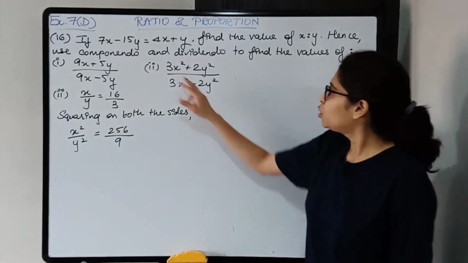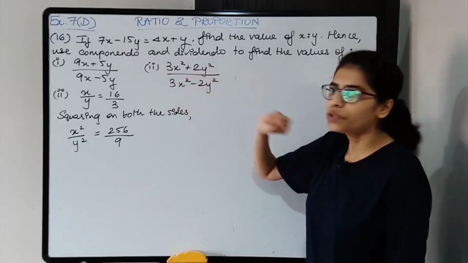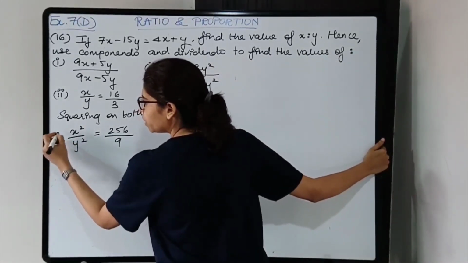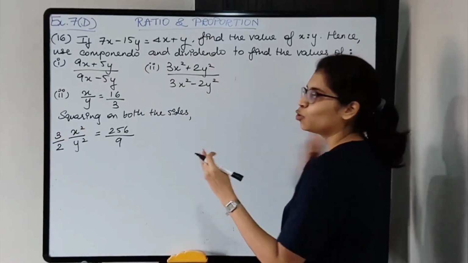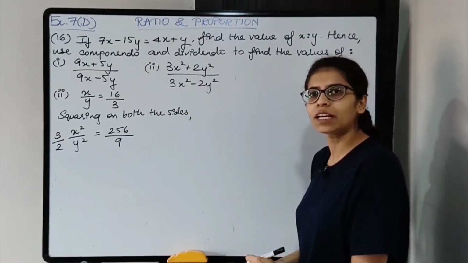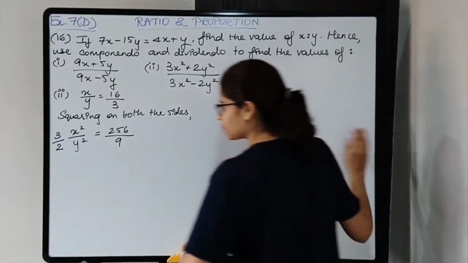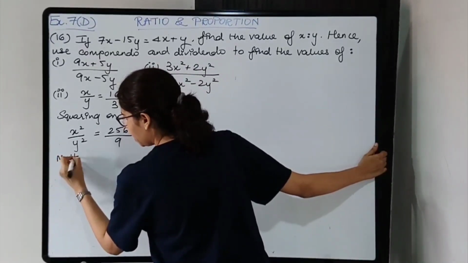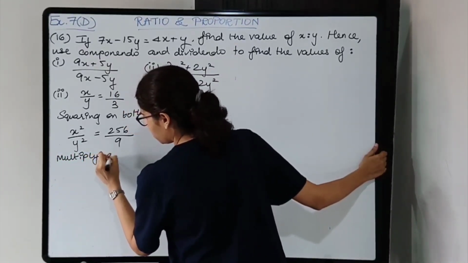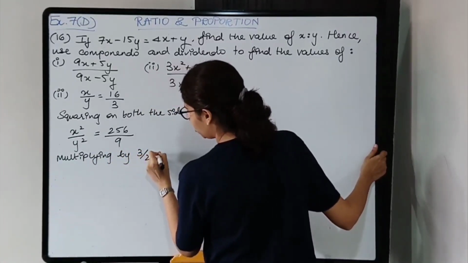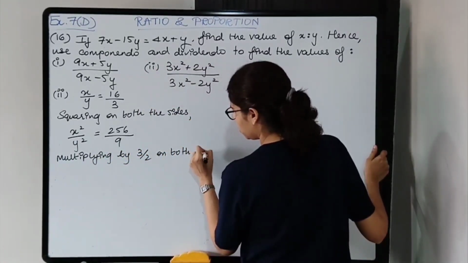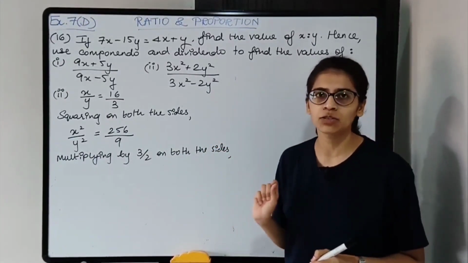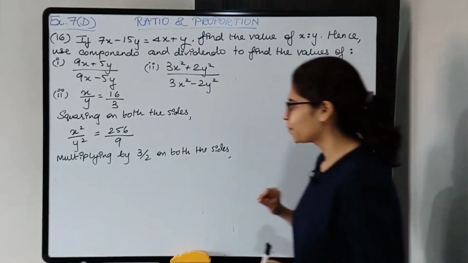Now you need 3 with x square and 2 with y square, so you need to multiply by 3 upon 2. Now you will multiply on both the sides, so let's multiply by 3 by 2 on both the sides. You have to give reasons, students. If you squared, give the reason; if you divided, give the reason; if you multiplied, give the reason.